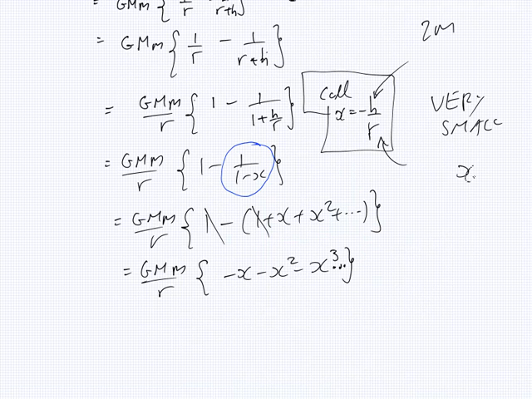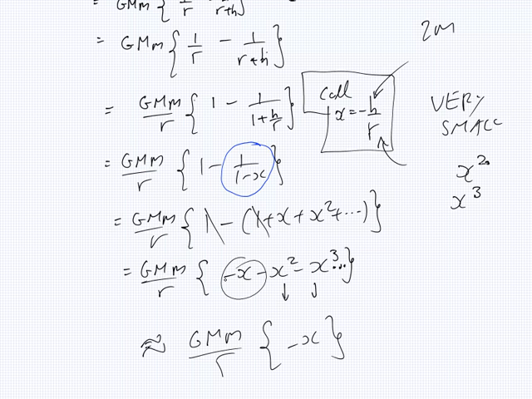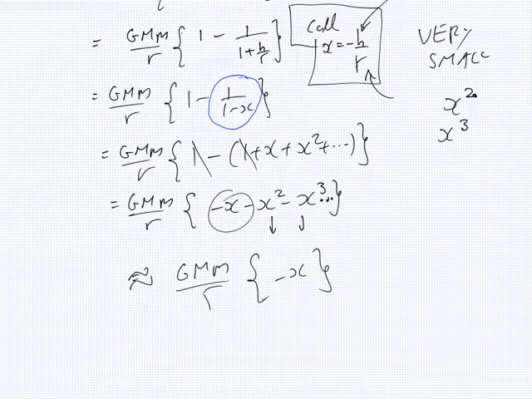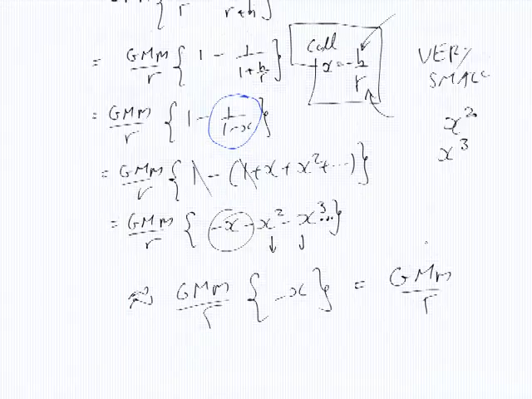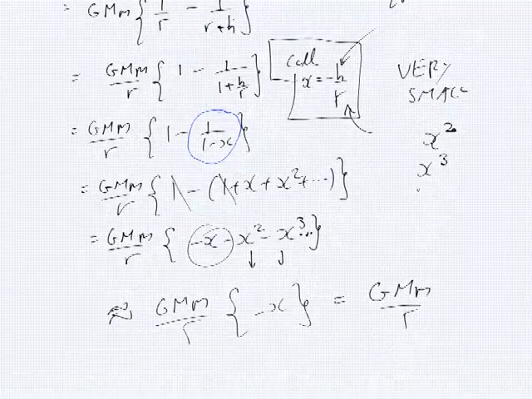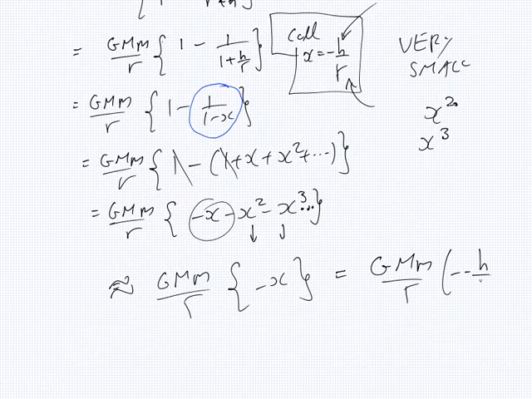So if x is very small, then x squared is smaller, and x cubed. These are decreasing. Because they're so small, I'll just say this is roughly just that. I'll only care about the first one. The rest are so small. But what is x equal to? We said it's equal to minus h over r. So this will equal GMm h over r squared.